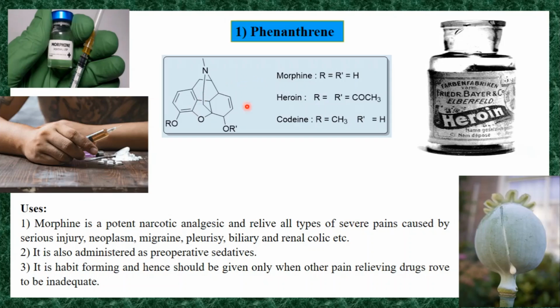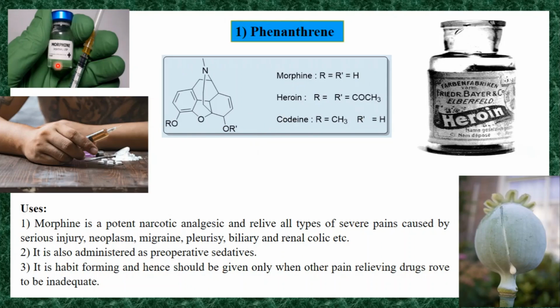When you replace the R group by hydrogen, it becomes morphine. If you replace R with COCH3, an acetyl group, giving diacetyl morphine, that is called heroin. And if you replace one R by CH3 and one R by H, that is called codeine.